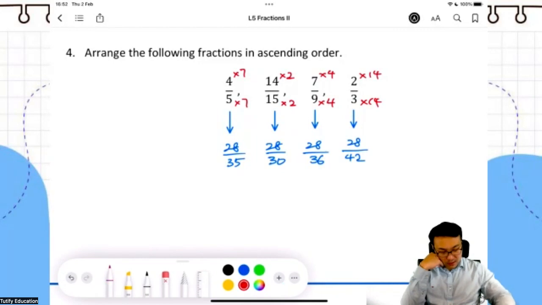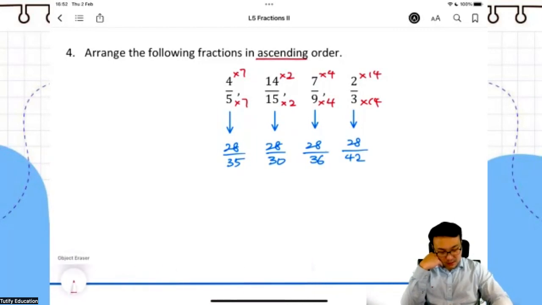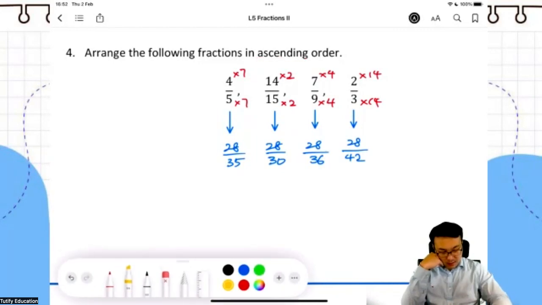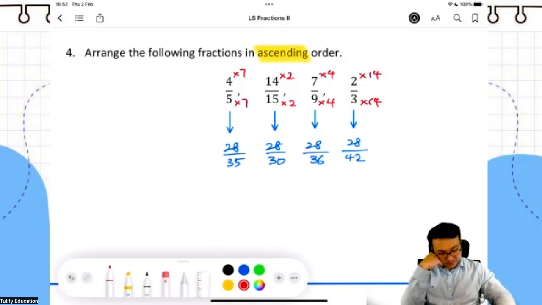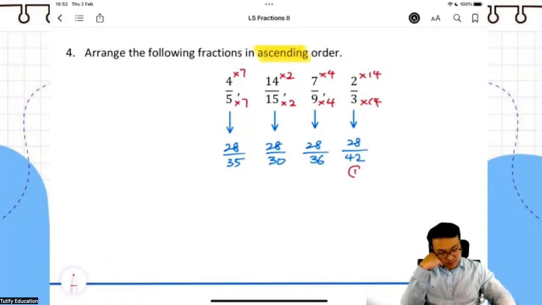Okay, when they say ascending, what do they want? Smallest to biggest. Smallest to biggest. So it is 28 over 42. Yes, this is the smallest. Then 28 over 36, yes, 28 over 35, yes, and 28 over 30. Good.